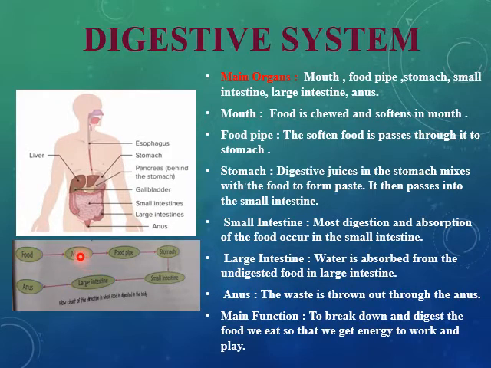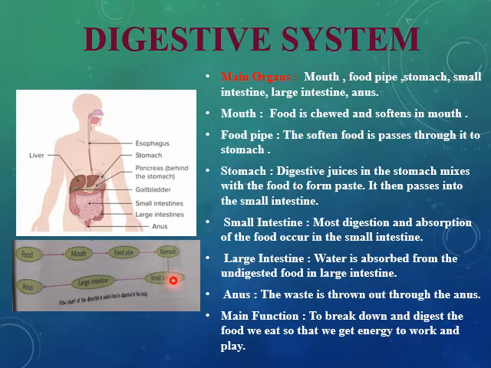In the mouth, the food is chewed and softened by mixing the food with saliva. Then through the food pipe the food is passed to the stomach. In the stomach, the digestive juices mix with the food and form a paste, and this paste of food is passed into the small intestine.